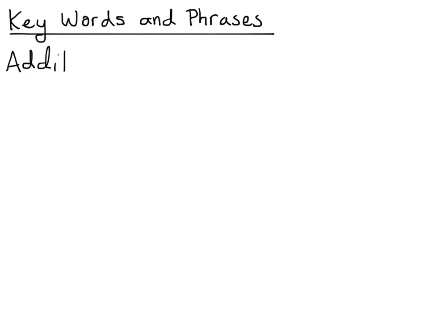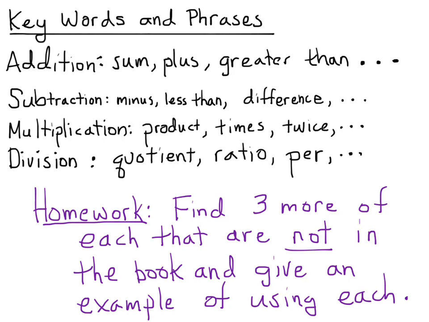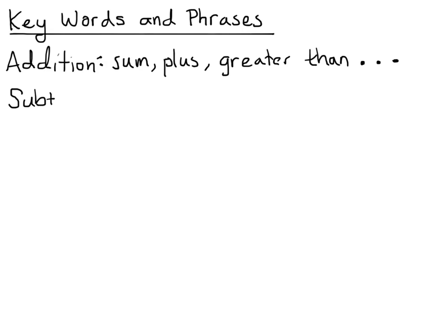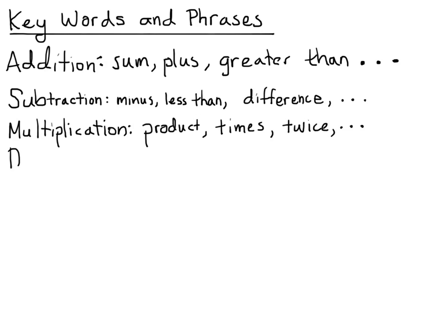Okay, so here's some keywords and phrases. So when we talk about addition, you usually see the words plus, sum, greater than. Subtraction, you'll see minus, less than, difference, and that sort of thing. Multiplication has some kind of weird words sometimes in there, with product and times and twice. And the other one that you see oftentimes that implies multiplication is "of."